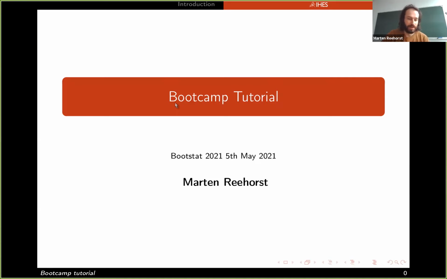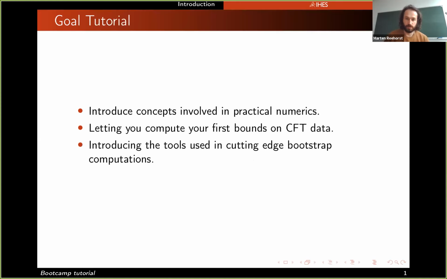So I hope to offer a practical introduction to the numerical bootstrap, to get you all, the participants, going to find your first numerical bounds and to learn the concepts involved and also the tools that we use in modern numerical bootstrap. So hopefully by the end of the tutorial, you will be able to derive some non-trivial bounds, and you will at least be somewhat familiar with the tools used so that you can answer your own questions that you are interested in solving.